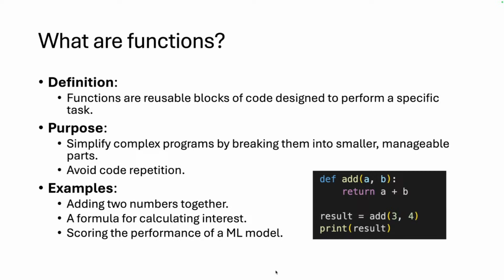So, an example of a function: we can add two numbers together. Here's my add two numbers together function, just to keep it really simple. We can make a formula to calculate interest. We can even score the performance of a machine learning model. So accuracy is a function. If you give me what your predictions were and what actually happened in the real world, we can call accuracy. So functions are very important in the performance assessment of machine learning models.